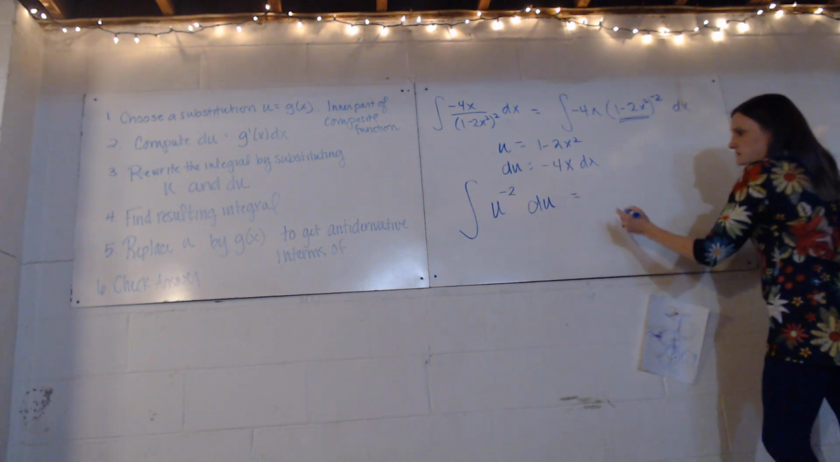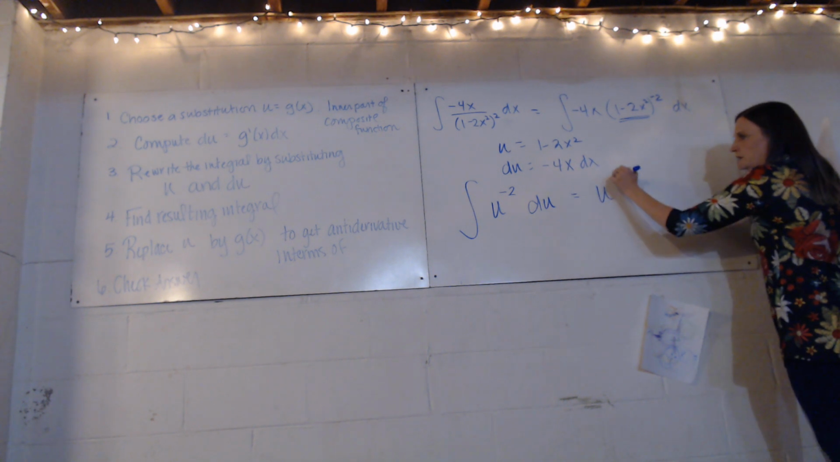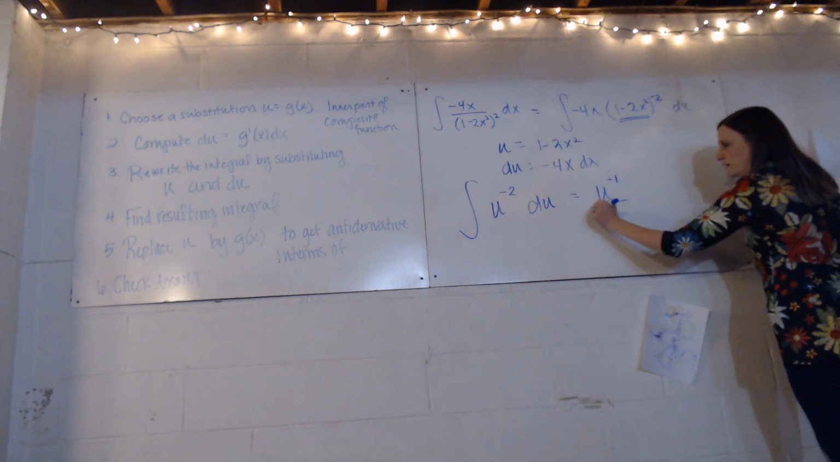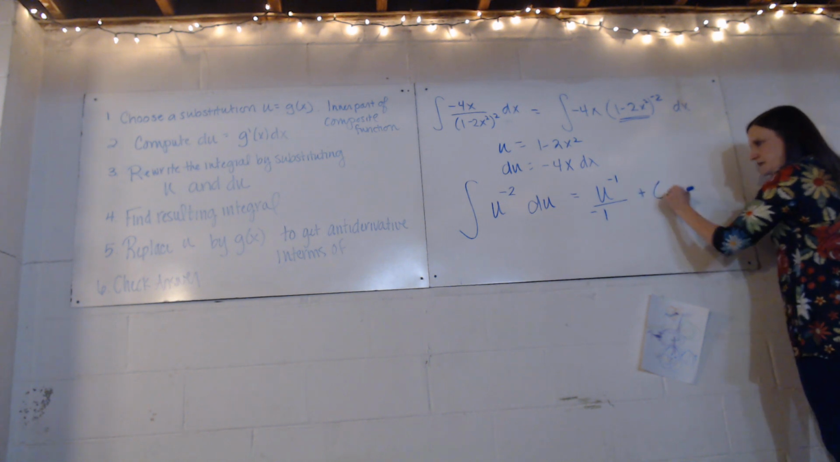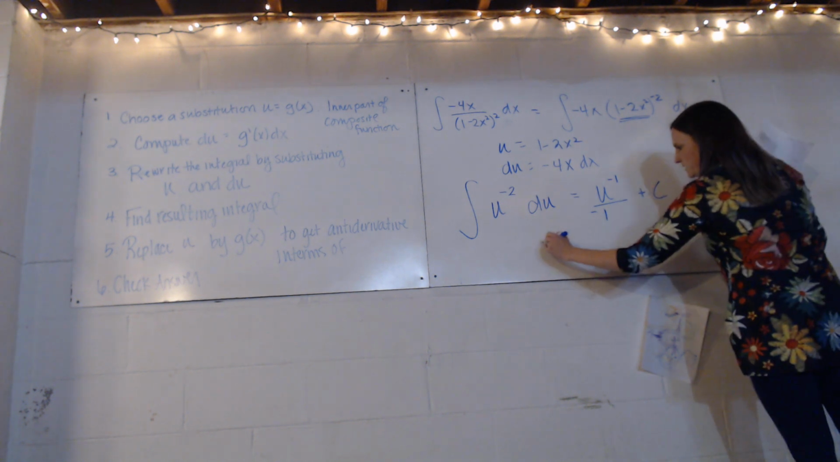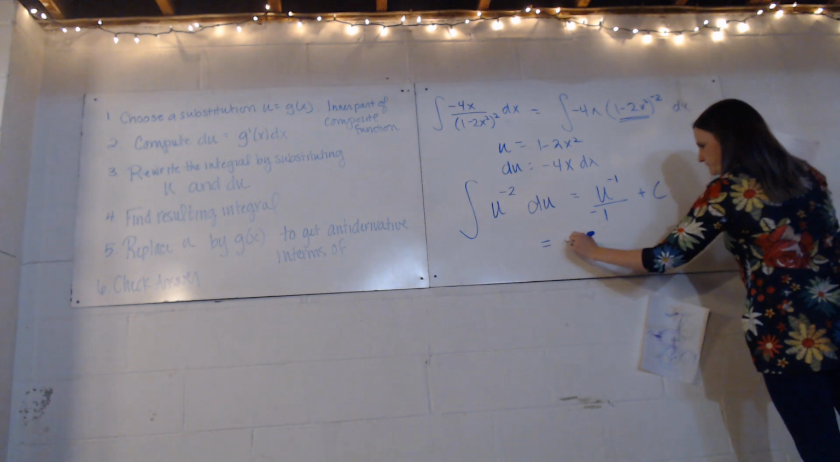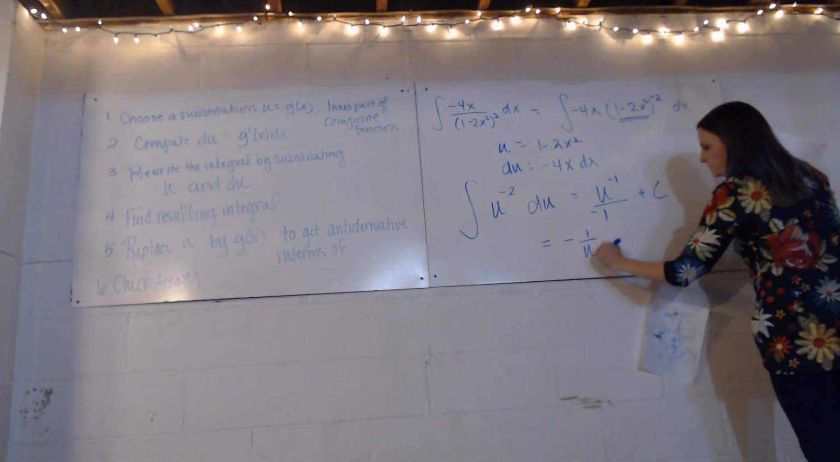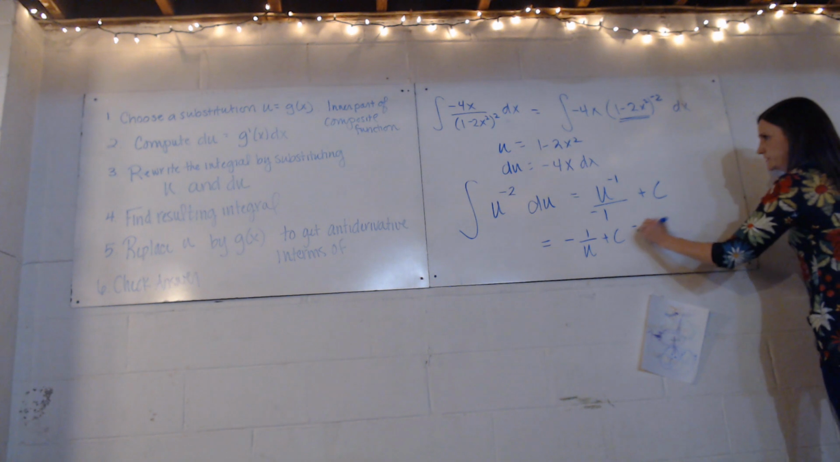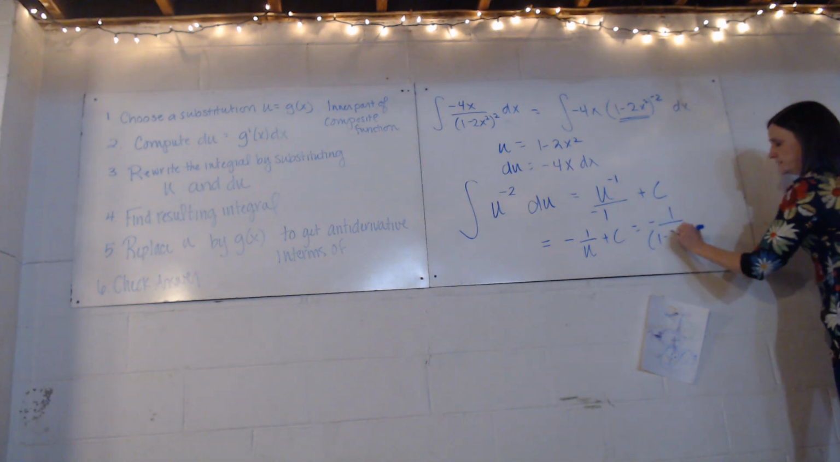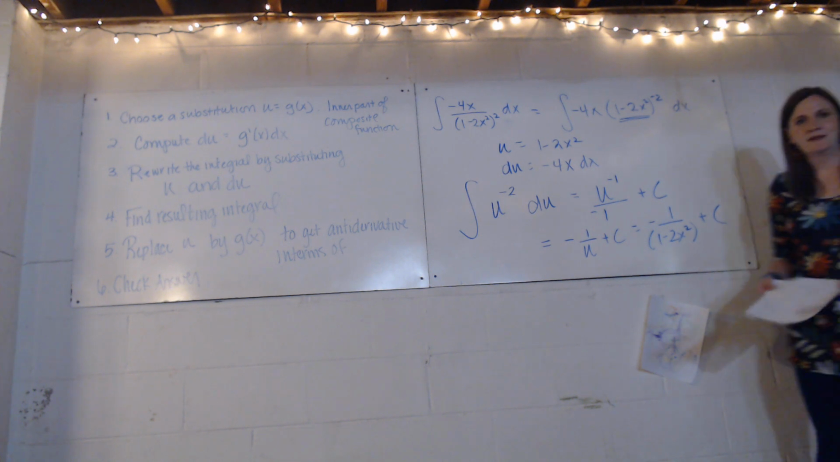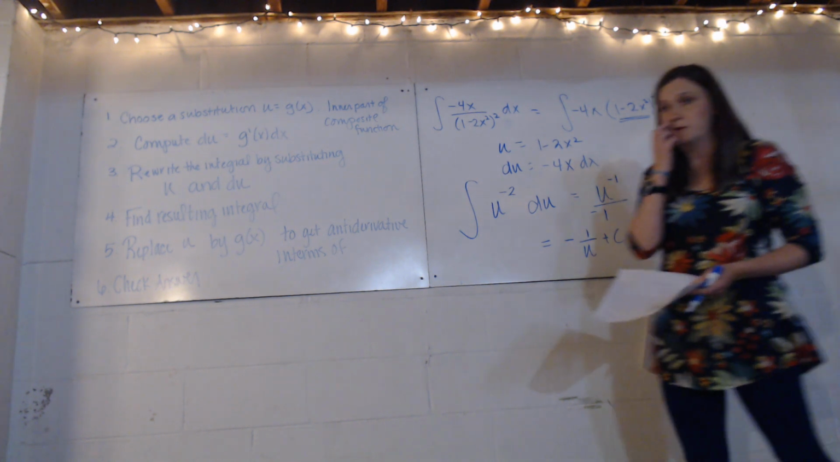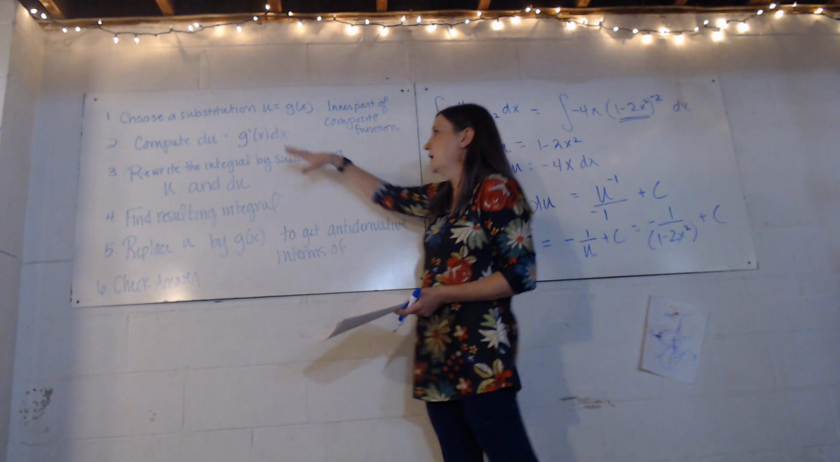And so let's integrate that. That becomes u to the negative 1 divided by negative 1, so negative u to the negative 1, plus c. We could just say negative 1 over u plus c, which is negative 1 over 1 minus 2x squared plus c. There we go.